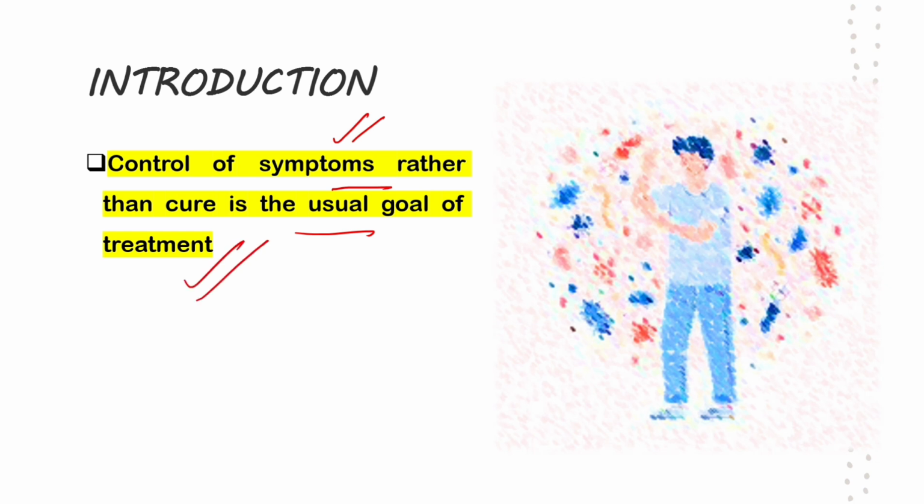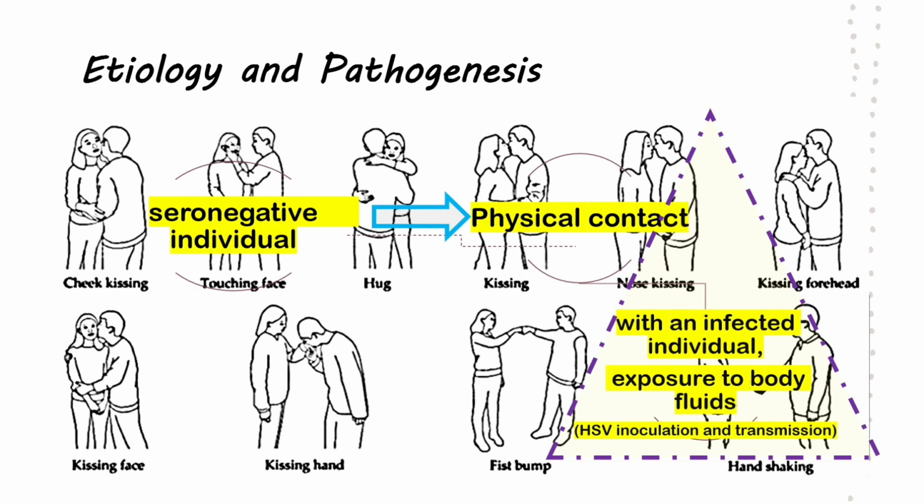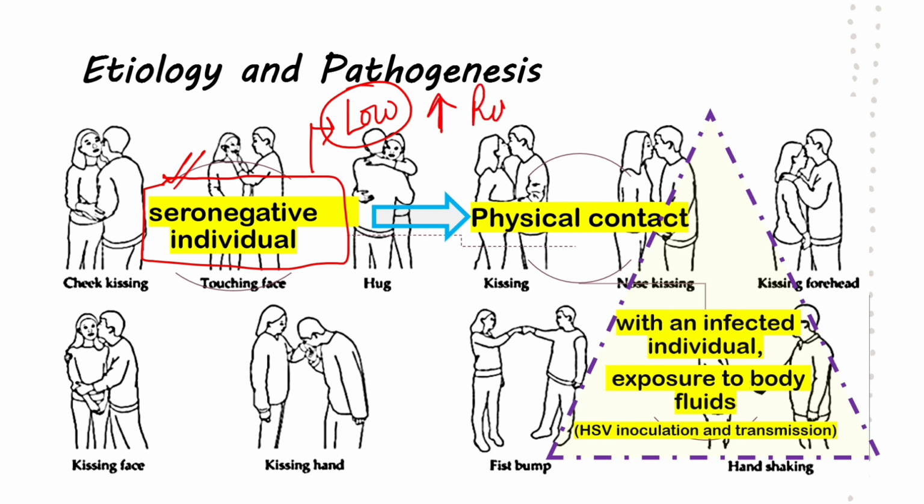Now a word about etiology and pathogenesis. First, a seronegative individual who has never been exposed to herpes simplex virus before, or individuals with low levels of protective antibodies to herpes simplex virus, are at greater risk of this infection. Physical contact with an infected individual and exposure to body fluids are the typical ways by which herpes simplex virus infection is transmitted. Also, the spread of infection through airborne droplets, contaminated water, or contact with inanimate objects is typically not well documented.